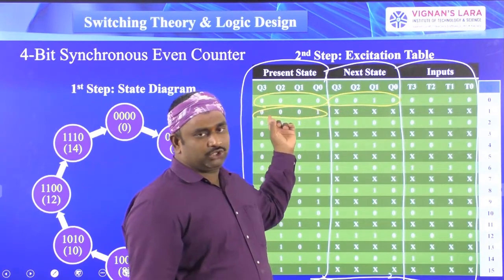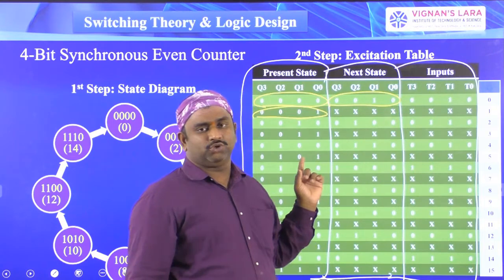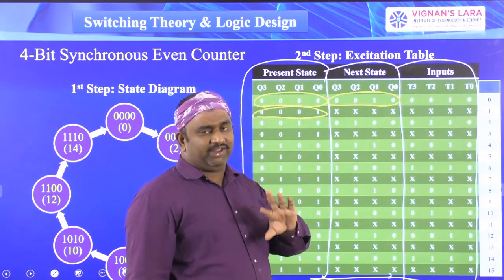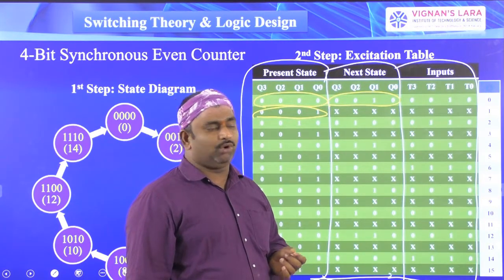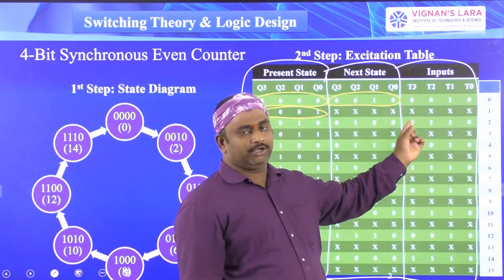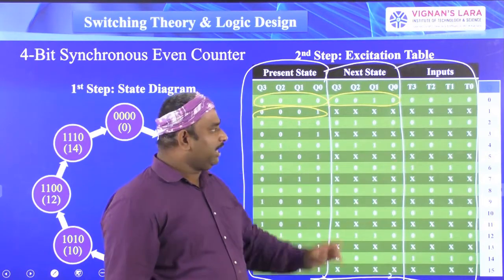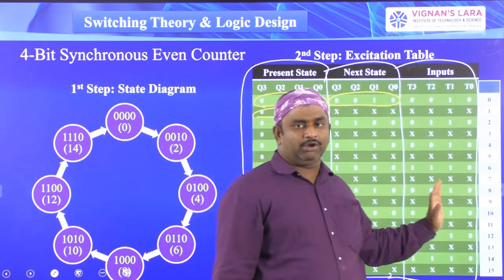So the present state is 0, next state is also 0. Now the T input is equal to 0. Why? Because there is no change in the output. So for that reason, T is equal to 0. If there is any change from the present state to the next state, then you have to write T is equal to 1. So when it is 0, 0, the T input is equal to 0. If it is 0, 1, then you have to write down 1. Like that, you have to write the T3, T2, T1, T0 inputs.